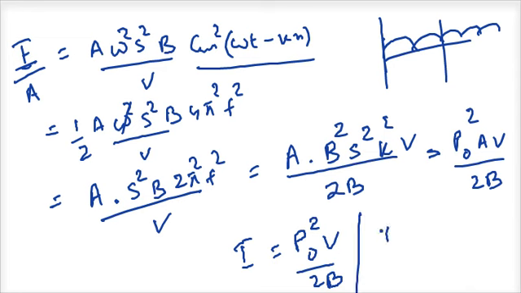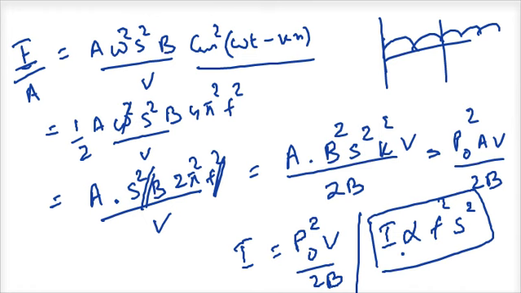Alternatively, remember that the intensity is proportional to square of frequency. The intensity is proportional to square of amplitude. So remember this, that the intensity of any wave is always proportional to square of frequency into square of amplitude. This is how for a sound wave you work. Okay, you have to be familiar with this kind of working. This will help you for the JEE Advanced.